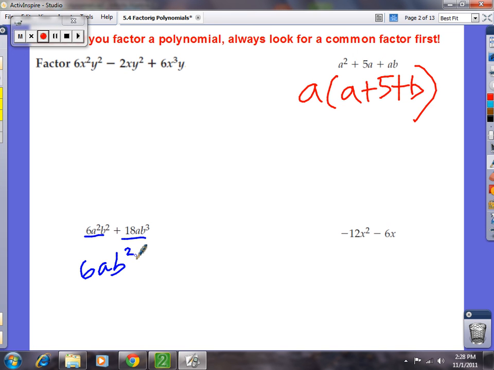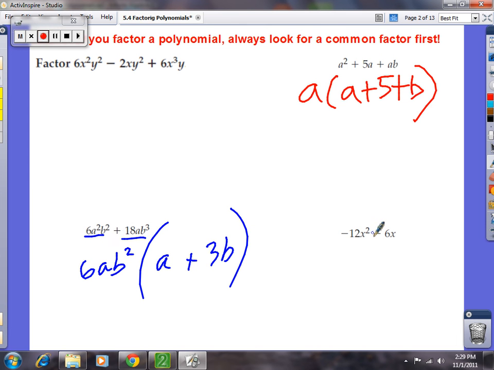What am I going to multiply that by to get 6a squared b squared? I'm just going to multiply it by a lonely a. Plus 6 times what's 18? 3. B times b squared is b cubed. So done. That's your answer. So they're giving you the answer, and you work backwards and get the problem.